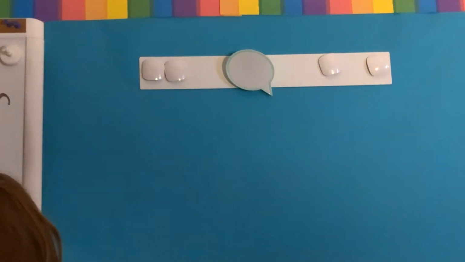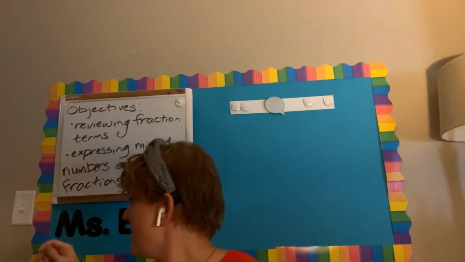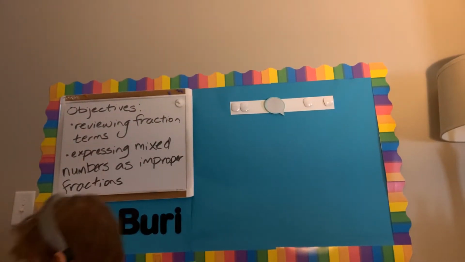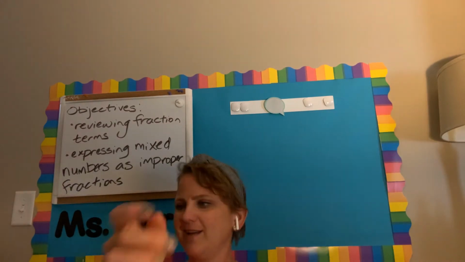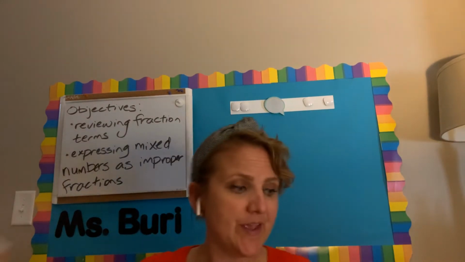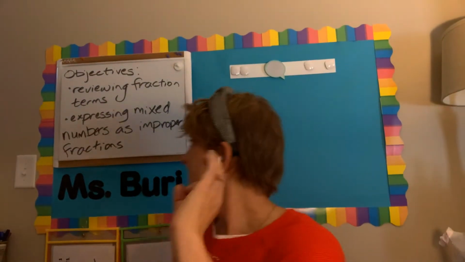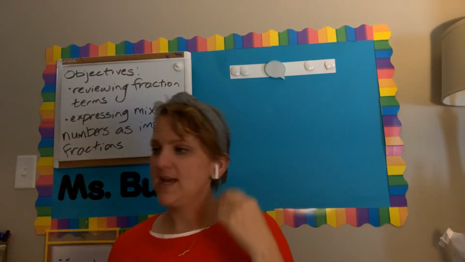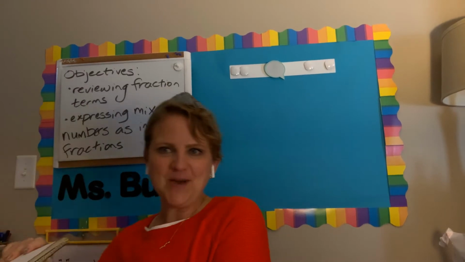Okay, I already mentioned that we're going to be doing fractions today. Specifically, we're going to be working on reviewing fraction terms. So we're going to be going over some of the terminology that we always use with fractions, okay? And then once we get past that, we're going to be working on eventually expressing mixed numbers as improper fractions. We're going to take some steps between A and B to do that. But let's go ahead and get started.